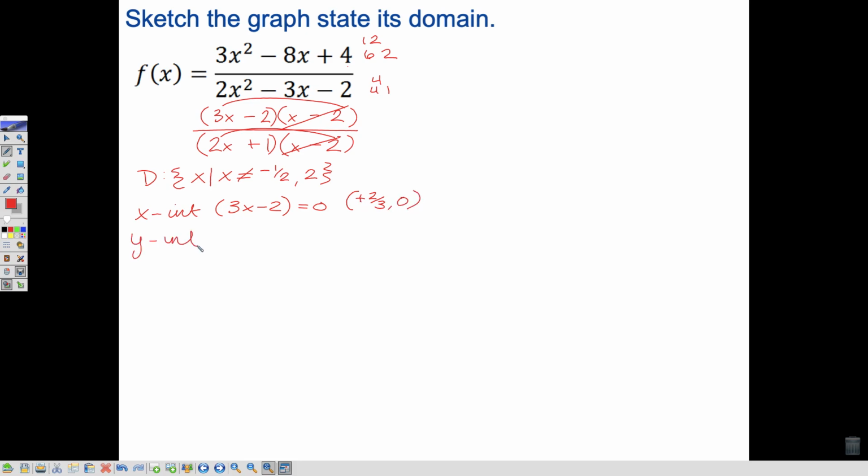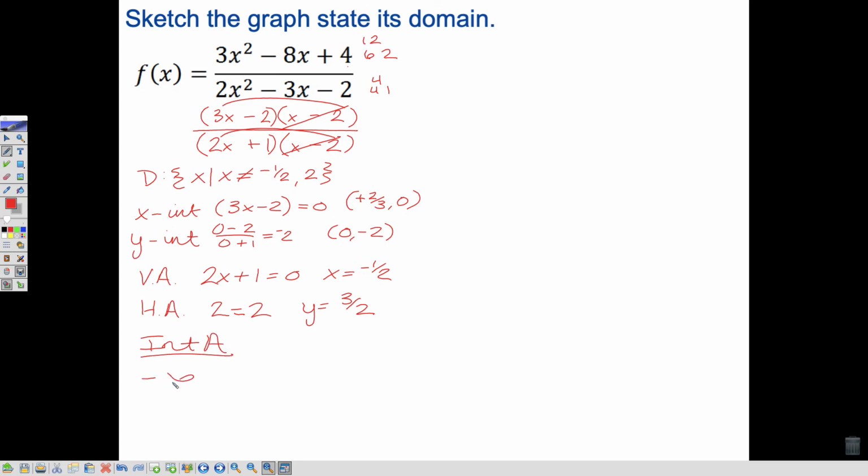Y-intercept. This time it would reduce nicely: 2 over -2. So 0 minus 2 over 0 plus 1, so it is -2. So the point is 0, -2. VA is what? Denominator set equal to 0. So x equals negative 1/2. HA, either numerator or denominator, but it's 2 equals 2. So y equals 3/2.